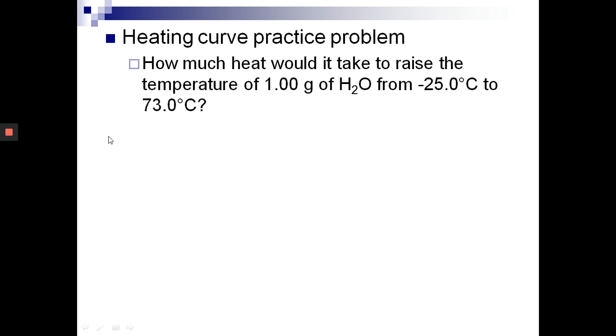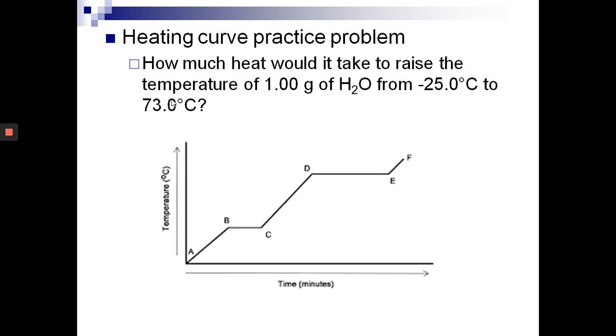Now, this is a heating curve practice problem, and this is where things get a little messy. How much heat would it take to raise the temperature of 1.00 gram of water from negative 25.0 Celsius to 73.0 Celsius? Now you are given an initial temperature and a final temperature, so you have to find out exactly which phase changes this 1.00 gram of water is going to experience. The best way to do it is to draw a heating curve.